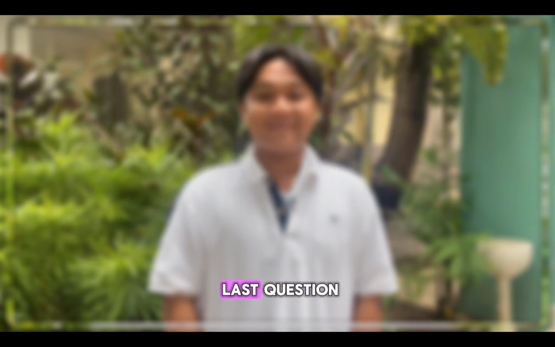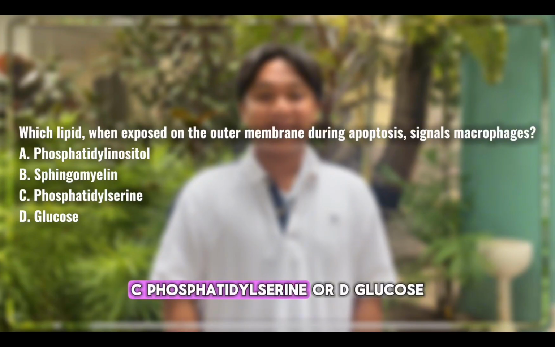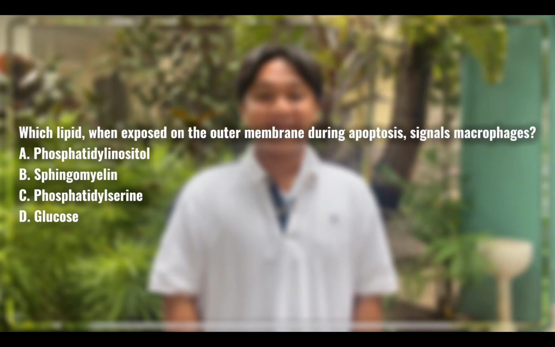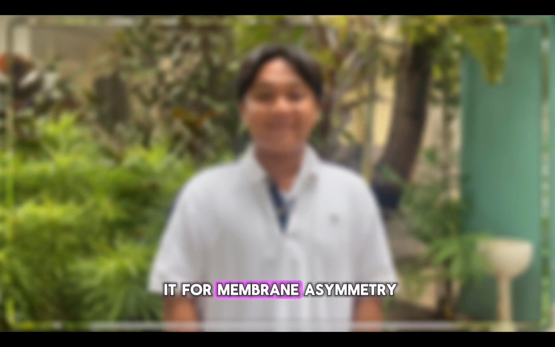And your third and last question: which lipid, when exposed on the outer membrane during apoptosis, signals macrophages? Is it A. Phosphatidylinositol, B. Sphingomyelin, C. Phosphatidylserine, or D. Glucose? Correct! The answer is C. Phosphatidylserine. So that's it for membrane asymmetry, and hopefully you've learned a lot from this lesson.